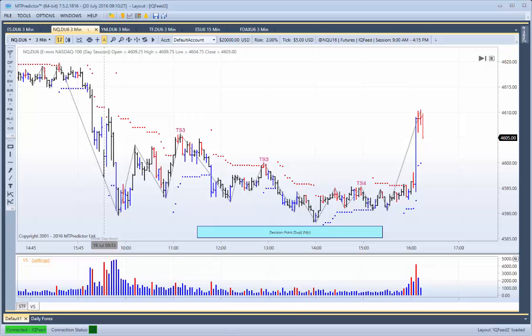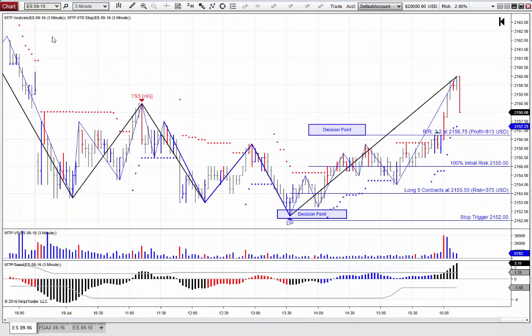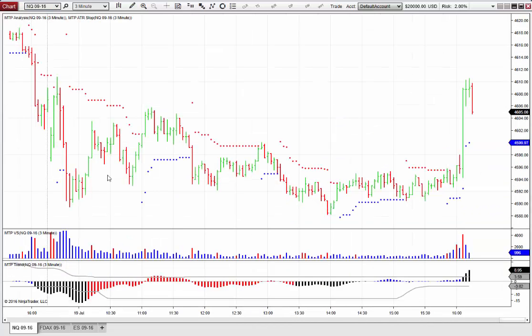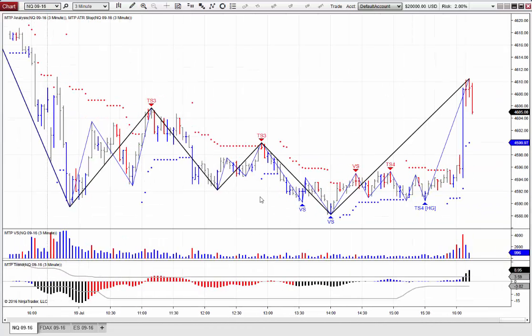So let's see how this would have looked when we look at the NQ on our NinjaTrader 8 add-ons. Here we have our major connected pivots. These were slightly different to the support zones we saw on the MTPredictor 7.5. Two sell setups earlier in the day. This major one here was a TS3 sell.